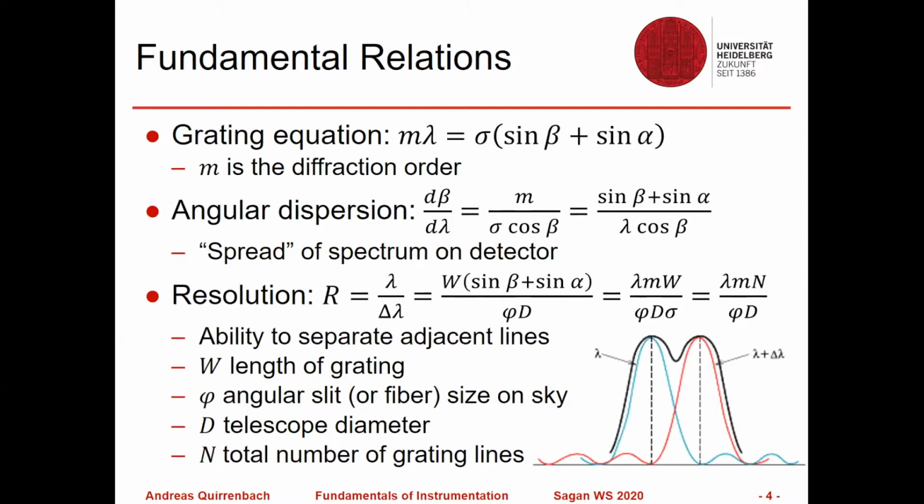And then from that, you can calculate the resolution of the spectrograph, which is defined by lambda over delta lambda, where delta lambda is the difference in wavelength between two adjacent lines that you can just separate from each other. So you can see that there are two different lines and not one of them. And the equation for resolution is given here. It contains the size of the grating, the size of the slit that you use or the fiber on the sky, the telescope diameter, the number of grating lines, and the diffraction order. So this equation is really driving a lot of the instrument design and the considerations for instrumentation that we use.